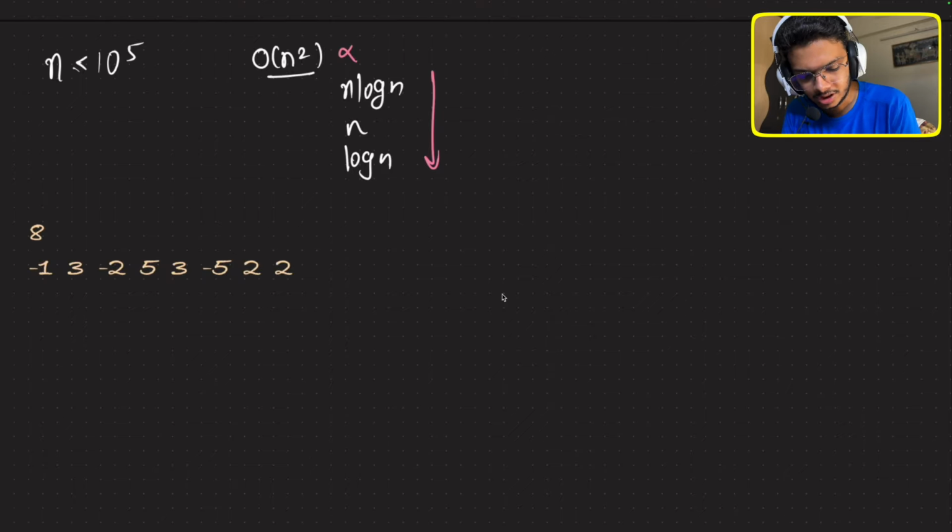Now, if you want to see which subarray has the maximum sum here, you will try to pick as many positive elements as possible, right? So here you can see this 3 is there, this 3 is there, 5 is there, right?